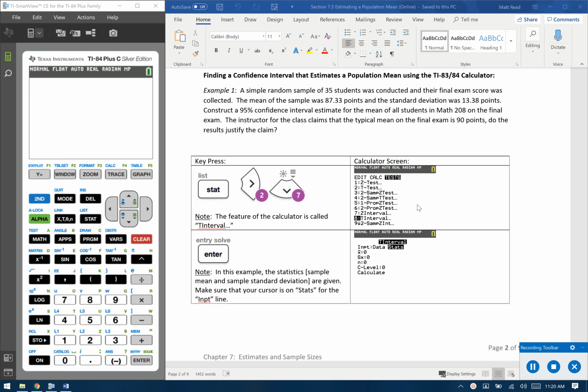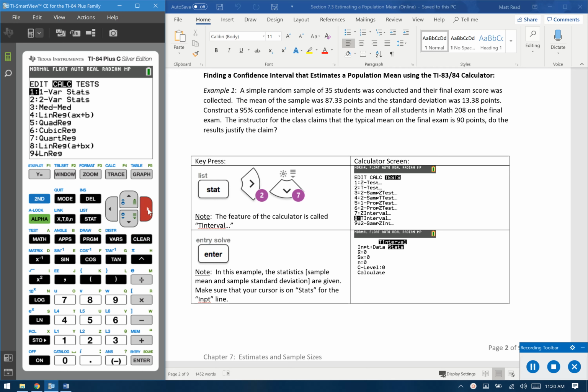So we're going to go into Stat, once again over to our test menu. As I said before, we're going to be using multiple tests, so we need to keep track of them. To compute a confidence interval to estimate a population mean, in this course, this semester, we will use the t-interval. So that's going to be option number 8.